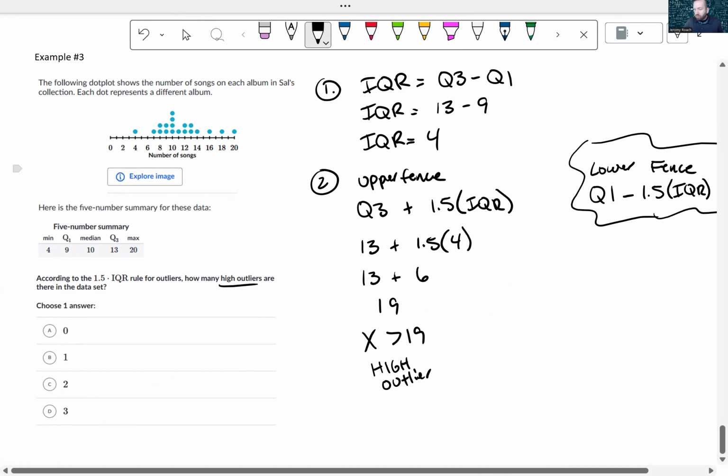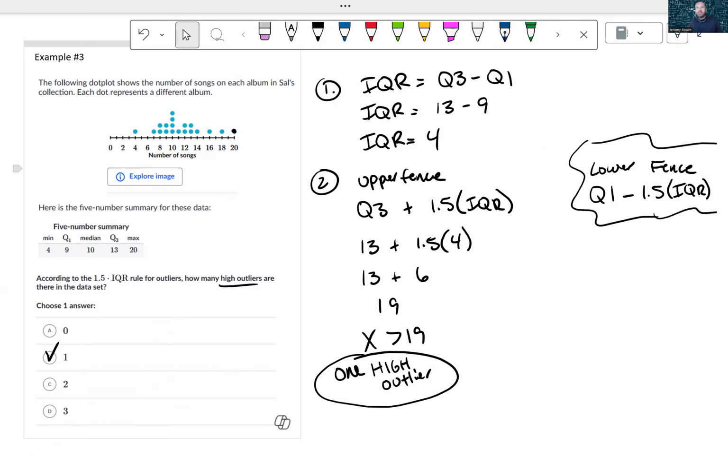It looks like we have one data point at 20 on our dot plot that is greater than 19. So we have one high outlier. I'm just going to say one high outlier for our final answer there. All right, so that is everything on box and whisker plots, as well as identifying outliers.